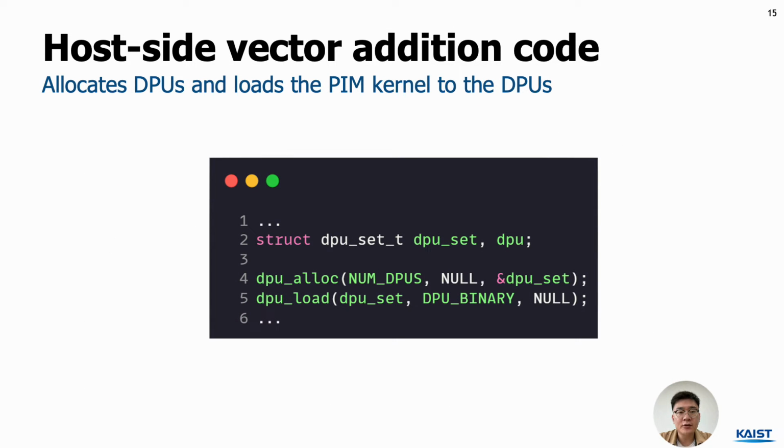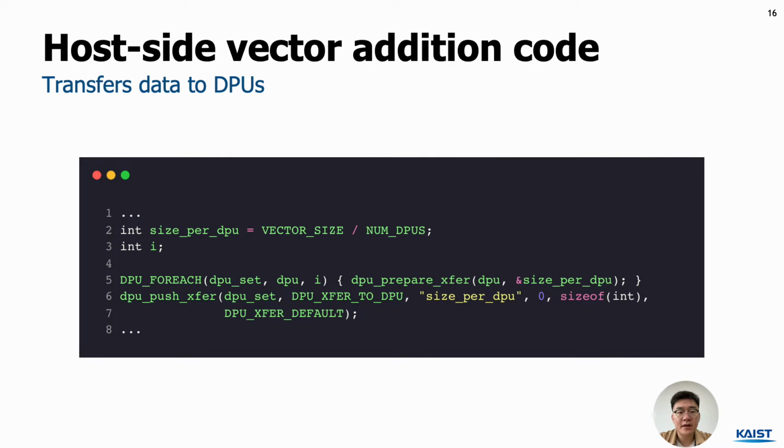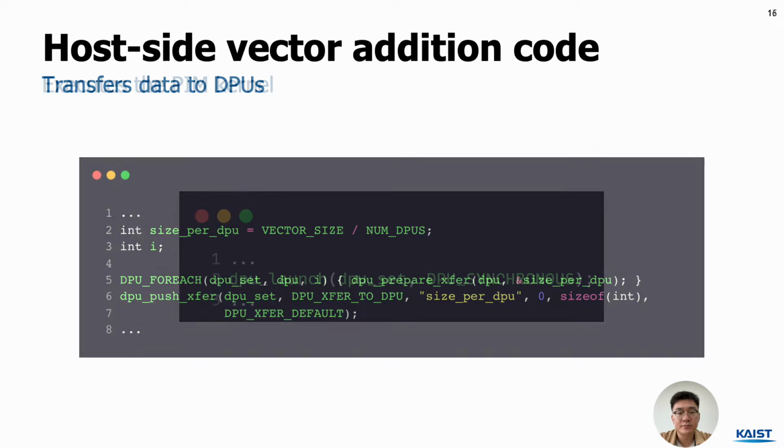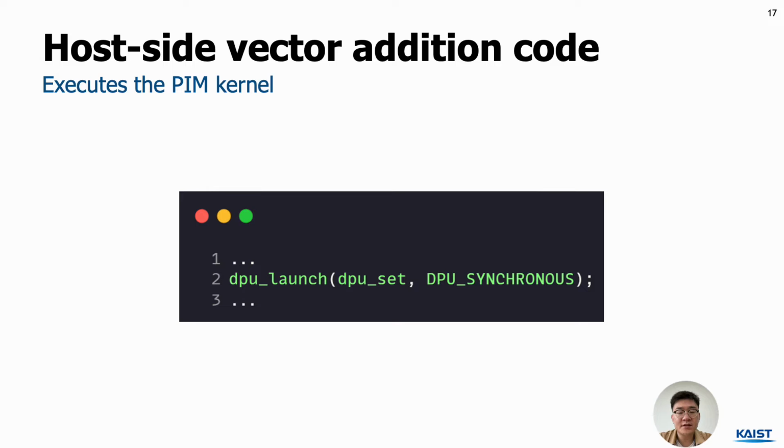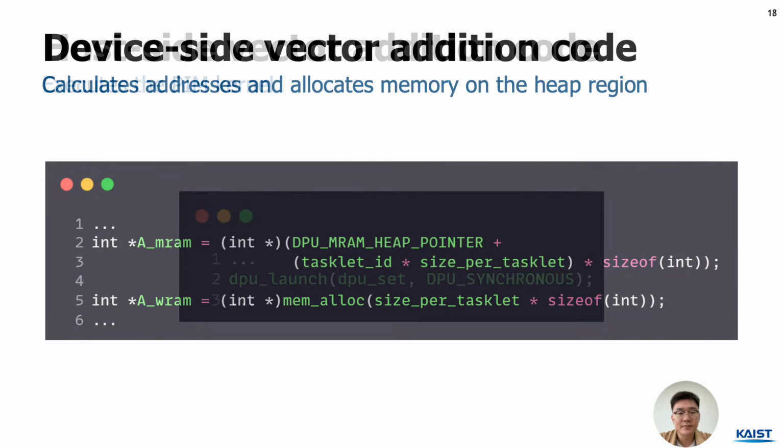First, the host allocates DPUs by calling the DPU alloc function and loads PIM kernels to the DPUs by calling the DPU load function. Then, the host transfers data to DPUs by calling the DPU push xfer function. The host sends commands to DPUs to execute the PIM kernel by calling the DPU launch function.